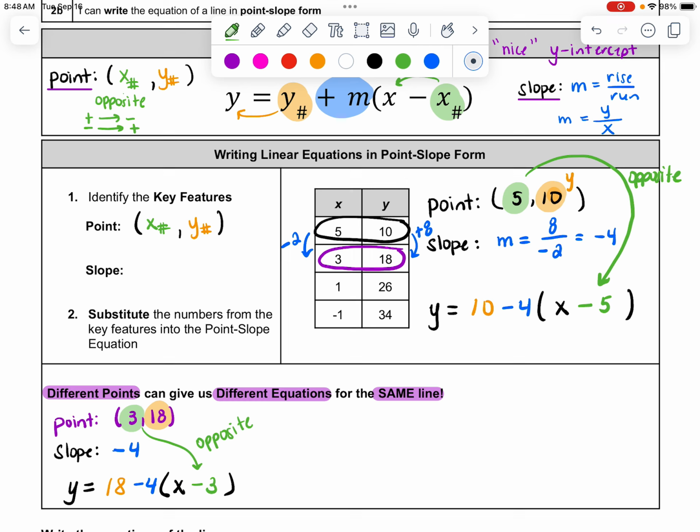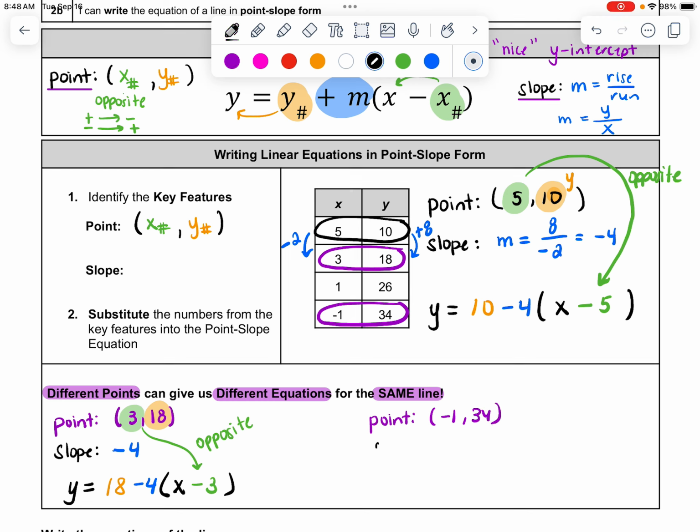Even though this equation that we wrote looks a little bit different than the other equation, they represent the same line on the graph. We just started the line in a different spot. We could do this for every single starting point. So for example, let's just do one more. Let's pretend that I chose this last point as my starting point. My point would be (-1, 34).